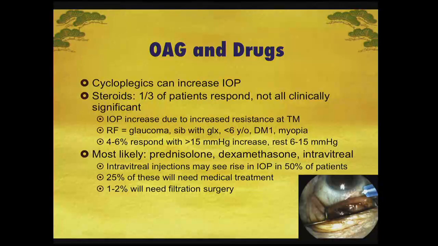Also, children are at much higher risk for a steroid response, so it's very important not to let them go without follow-up. And then diabetics and myopic patients can also be at more risk for a steroid response. 4 to 6% of the population will respond with a pressure increase of more than 15 millimeters of mercury. The rest usually see an increase of between 6 and 15 millimeters of mercury. The most likely culprits are prednisolone, dexamethasone, and intravitreal steroids. With intravitreal injections, you can see a rise in pressure in about half of patients. 25% of those patients will need medical treatment, and fortunately only 1 to 2% will need filtration surgery.